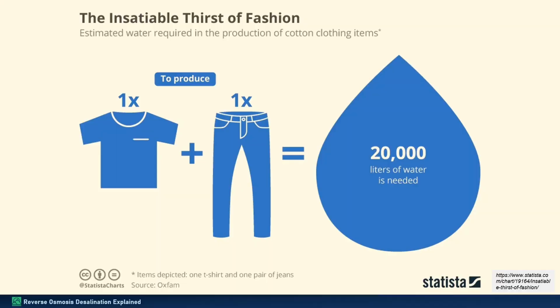One example of a sector that requires huge amounts of water is the textile industry. Producing one cotton t-shirt and one pair of cotton pants would require around 200,000 liters of water, which is certainly a lot.